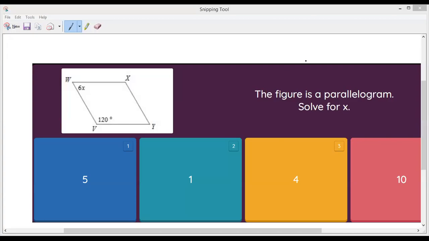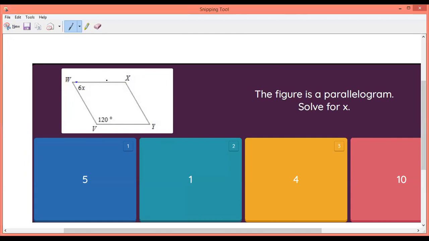Yeah, so that's the first question. Check everyone. Here we are told that this figure is a parallelogram and we are asked to solve for x. Look, this is a parallelogram and the adjacent angles are W and V. So the sum of these two angles will be 180 degrees. So the equation will be 6x plus 120 equals 180 degrees, right?